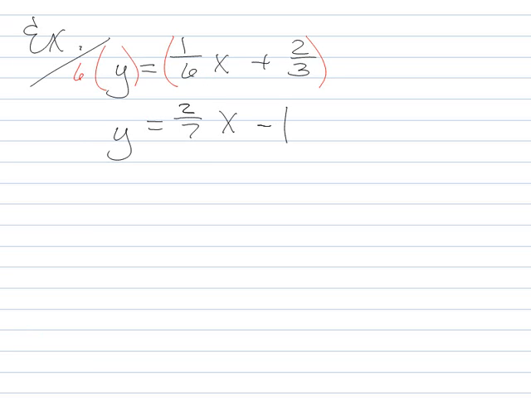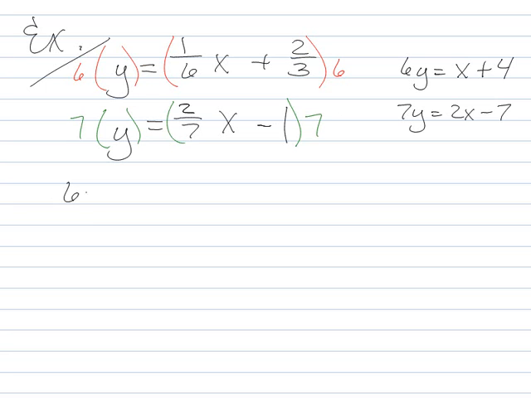I can multiply the whole equation by 6, right? So this becomes 6y equals x plus... Did you get it? 4, that's clearly right. Okay. And then I'm going to multiply this one on both sides by 7. So now I've got 7y equals 2x minus 7.